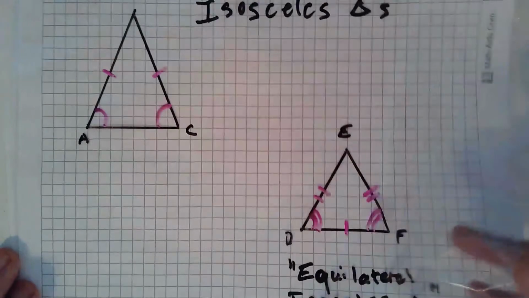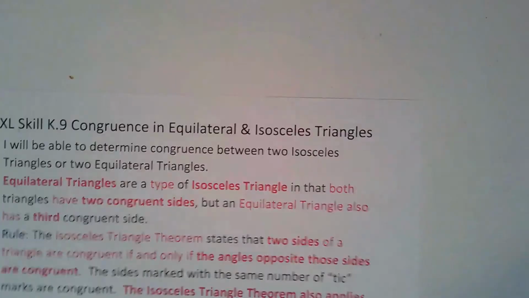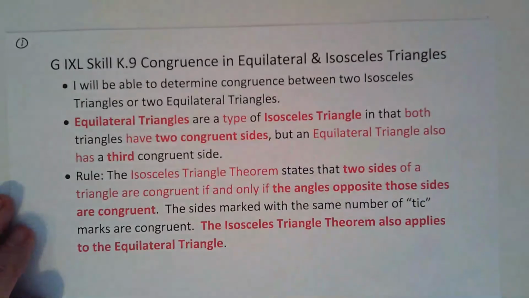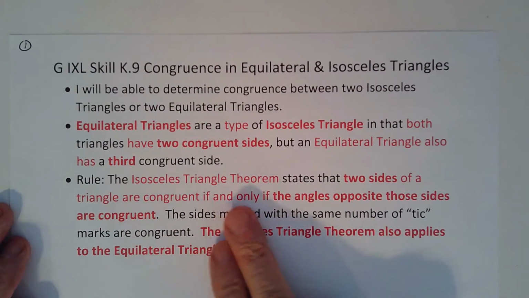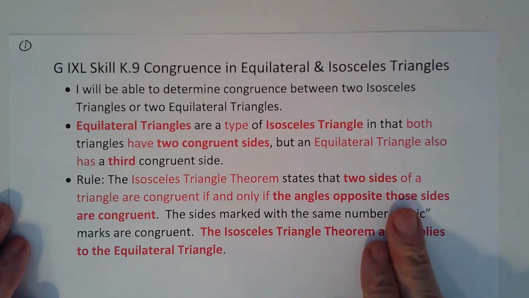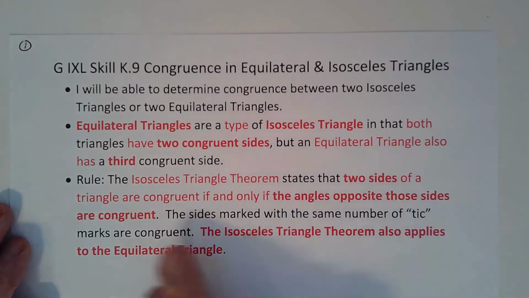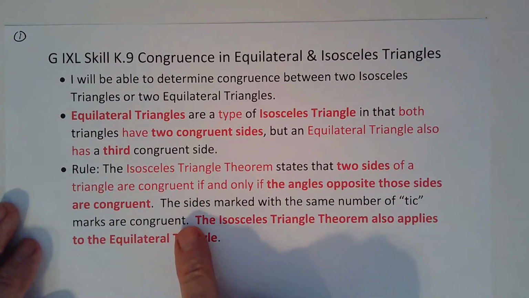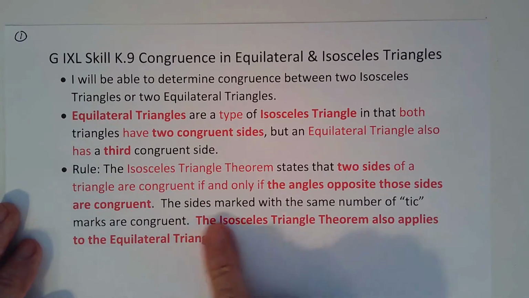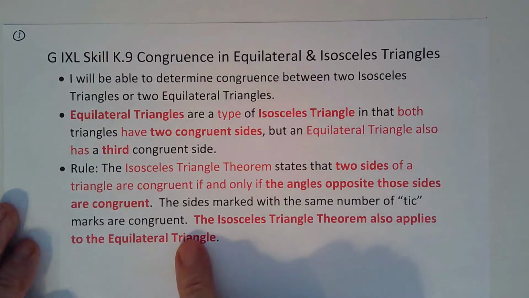Okay, so let's go back over and take a look at some of the other rules here. The basic rule is that isosceles triangles have two sides that are congruent if and only if the angles opposite those sides are congruent. So we were just looking at the base angles being congruent if the two adjacent sides are congruent. And the sides marked with the same number of tick marks are congruent.